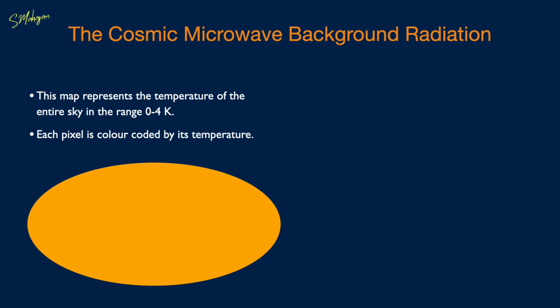As measured by the COBE satellite, the CMB is almost completely uniform with an almost constant temperature over the whole sky. This, for instance, is the picture of the entire sky where each pixel is color-coded by its temperature in the range from 0 to 4 Kelvin. And as you can see, it is pretty constant. But it is not completely constant.